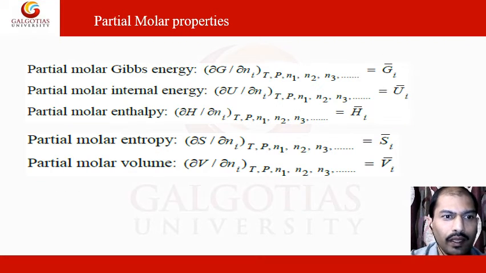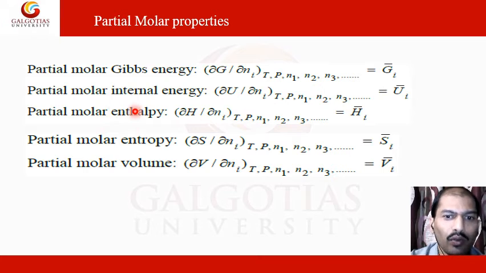So the equation for partial molar Gibbs free energy will be represented here. You can see that it can be represented by this equation, del G upon del Ni, the partial molar Gibbs free energy. So this is the simplified form: del G upon del Ni at constant temperature, pressure and moles of the other components of the mixture. This can also be represented by Gi with a bar sign.